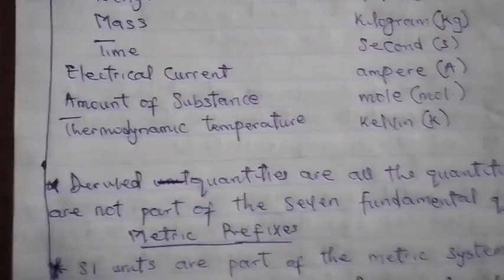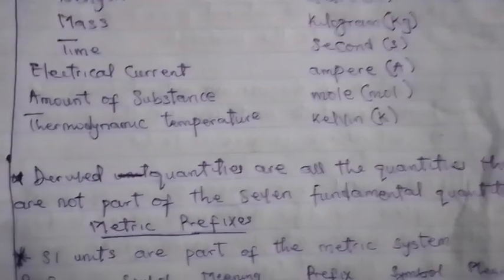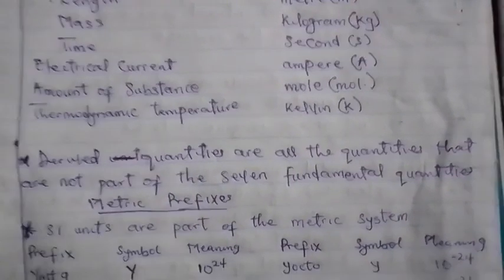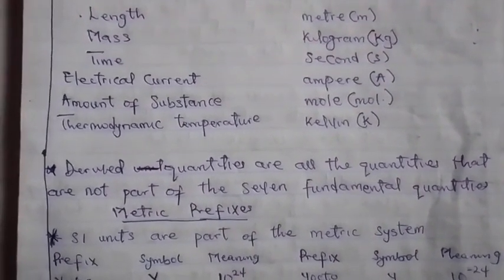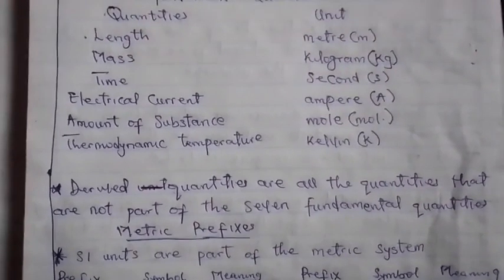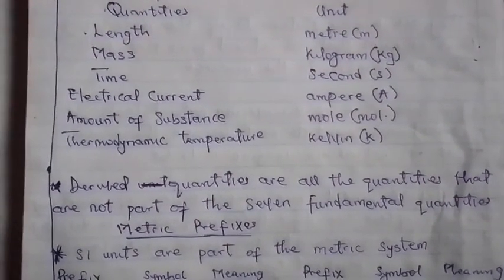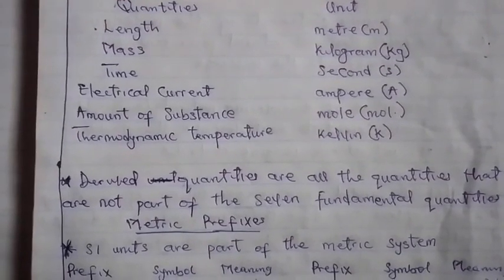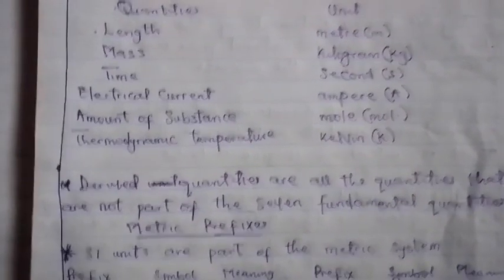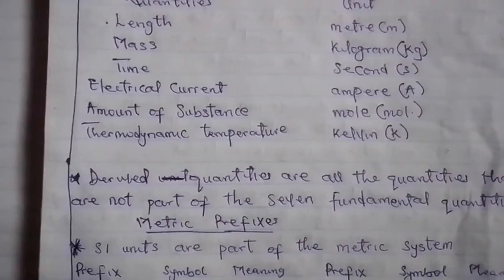Now, derived quantities are all the quantities that are not part of the 7 fundamental quantities. Any quantity that is not length, that is not mass, that is not time, that is not electric current, that is not amount of substance, that is not thermodynamic temperature, is a derived quantity.